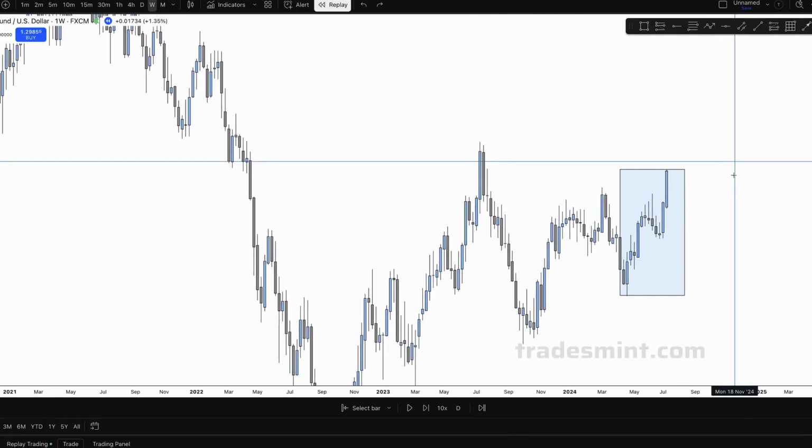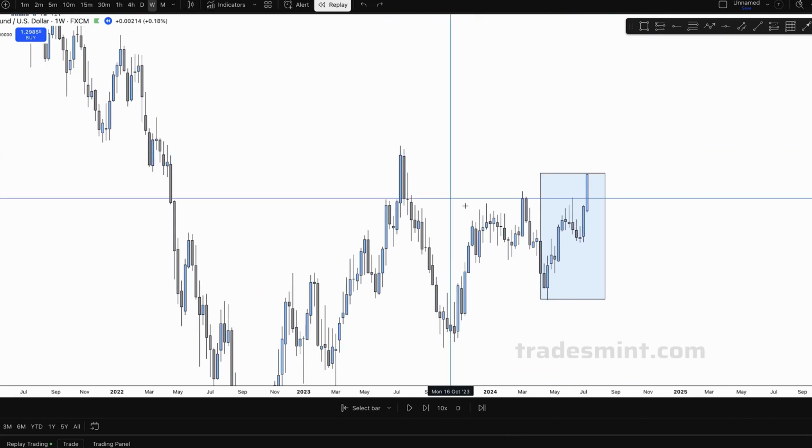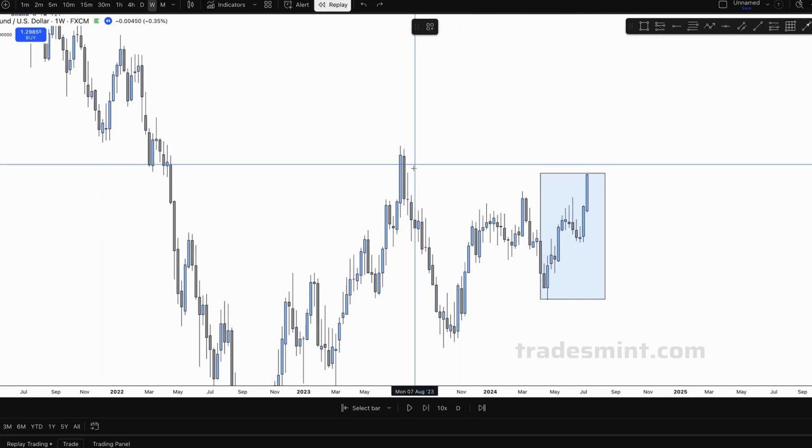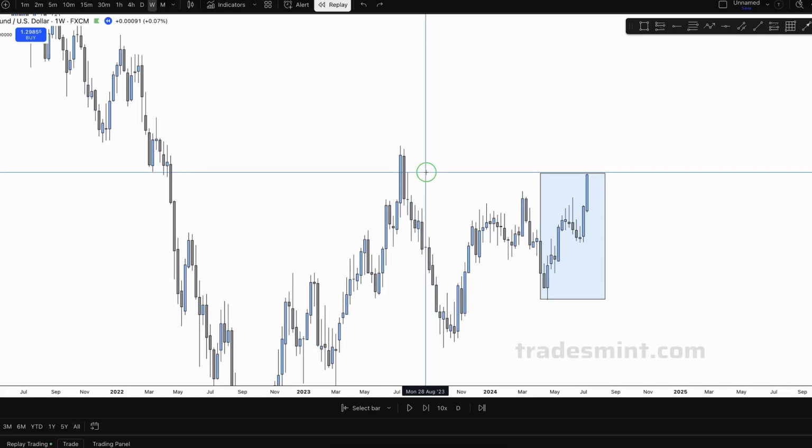What do we want to do next? We want to look to the left, okay? What we want to do over here is see if there's any points of interest like liquidity, swing highs, swing lows, and supply and demand that could potentially change the narrative.